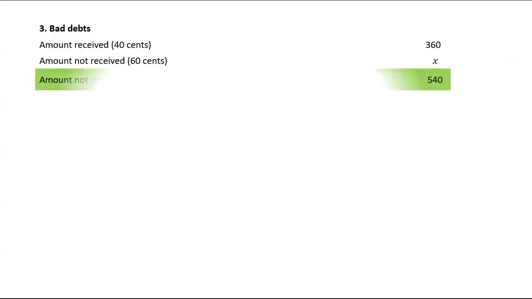So we received 360, which is the 40 cents. The amount not received should be the 60 cents, which we don't have. Now, to calculate what we did not receive, we will take the amount of 360 multiplied by 60 and divided by 40. 60 is what we want, 40 is what we've got. This will give us 540.